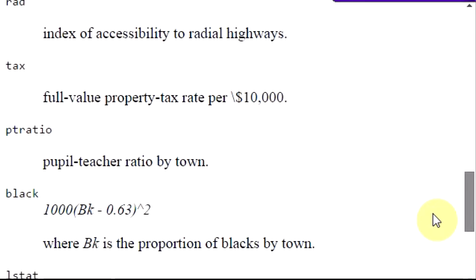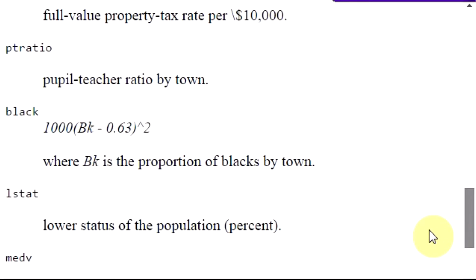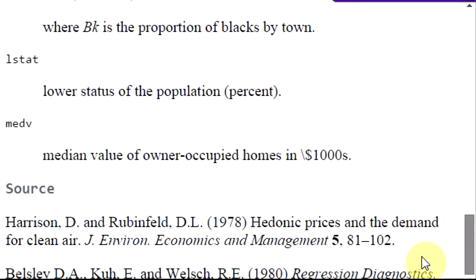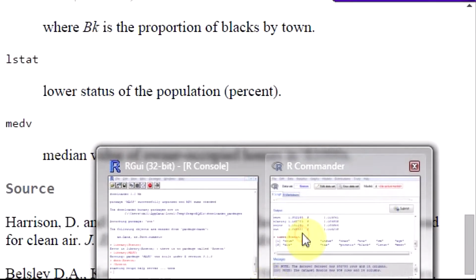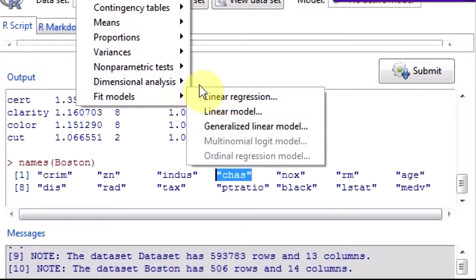PT ratio is pupil teacher ratio by town, and Black is where Bk is the proportion of blacks by town, and MEDV is the median value of owner-occupied homes in thousands of dollars. So we are trying to predict or at least look at the MEDV. So look at fit models.